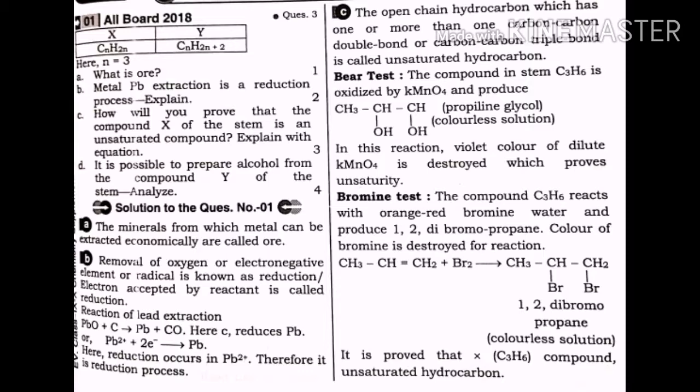Okay. Then we discuss how you will prove that the compound X is an unsaturated compound. All of us know that unsaturated compounds give two reactions. One is the Baeyer reaction and another is the bromine water reaction. First we discuss the Baeyer test. When the unsaturated compound reacts with KMnO4 and is oxidized, it will produce glycol.